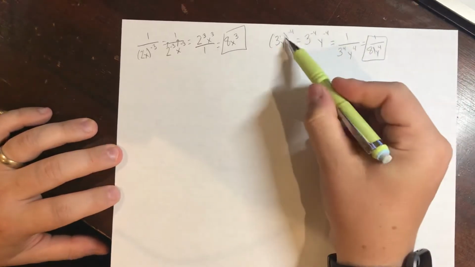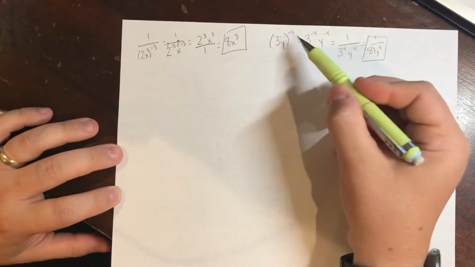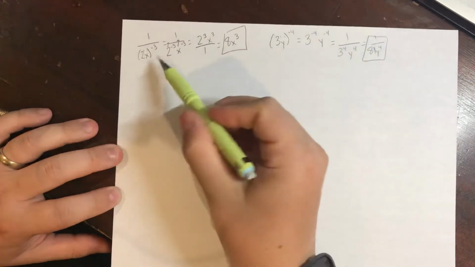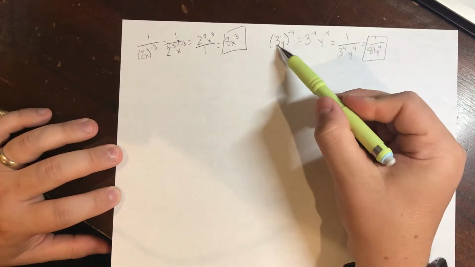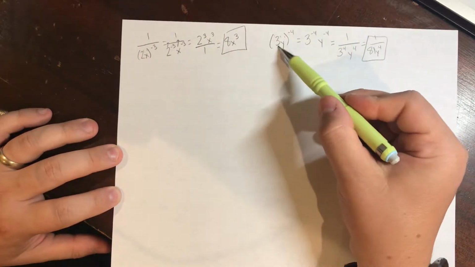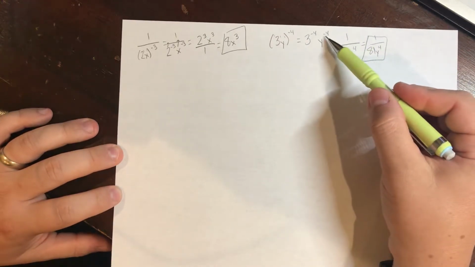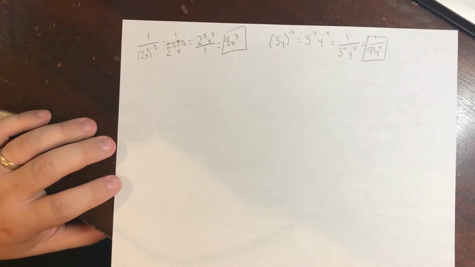So here we had the parentheses. So that meant both of these, the 3 and the y, were being raised to the negative 4. So remember, just like we did here, that negative 3 has to distribute to the 2 and the x. Here, that negative 4 has to distribute to our 3 and our y. Once it distributes, these are both negative. To make them positive, they have to flip. And then we simplify from there.